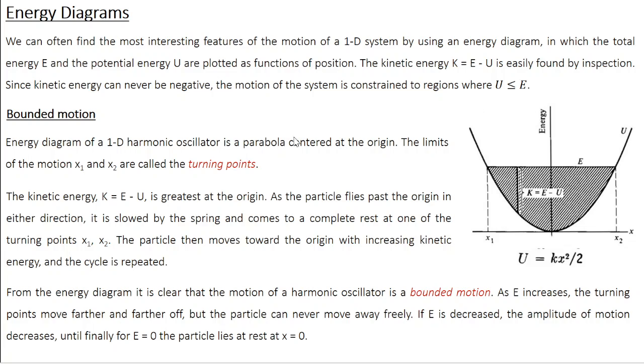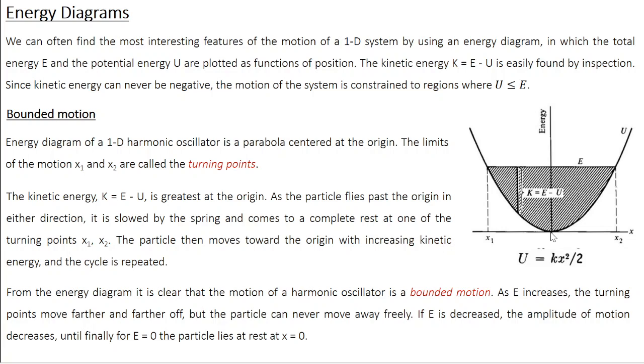Now there are two types of motion. One is known as bounded motion and the second one is known as unbounded motion. Let's first try to understand what bounded motion is using a one-dimensional harmonic oscillator. We now know that for a 1D harmonic oscillator, the energy diagram corresponds to a parabola. The minimum point here is the equilibrium position.